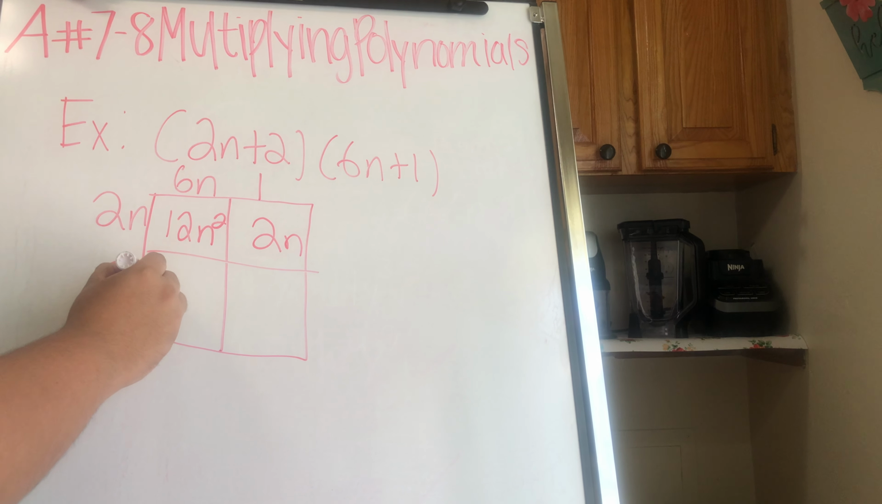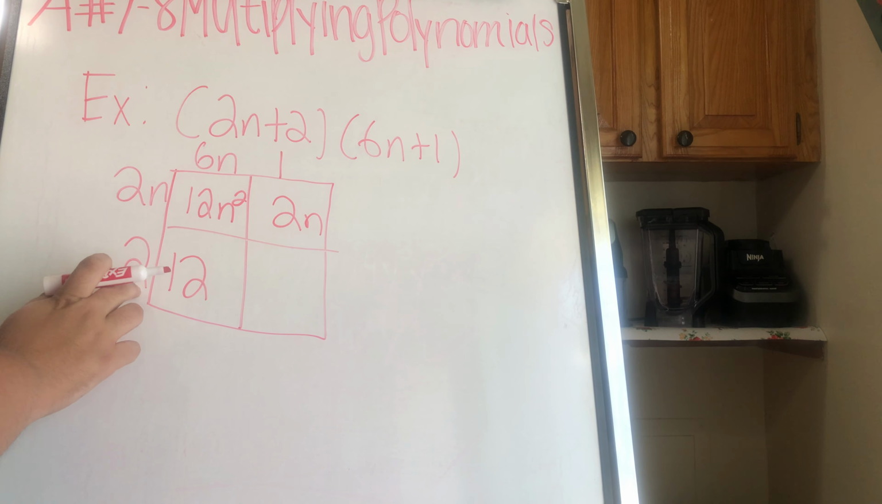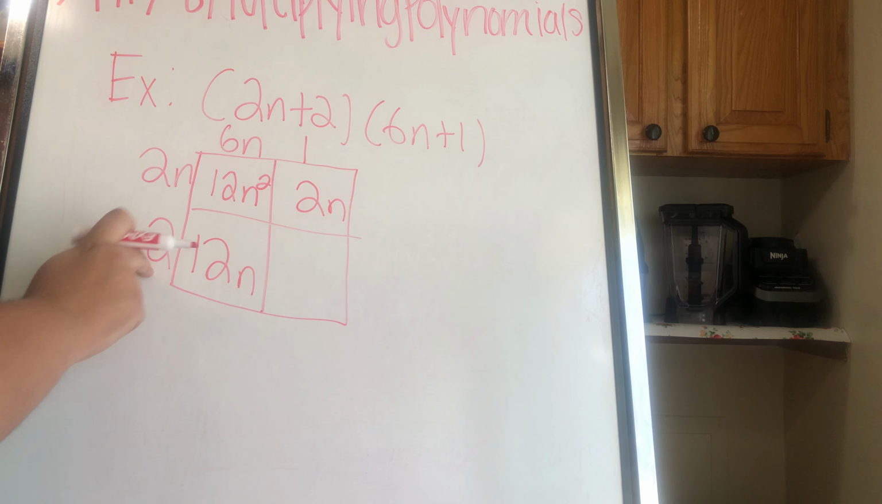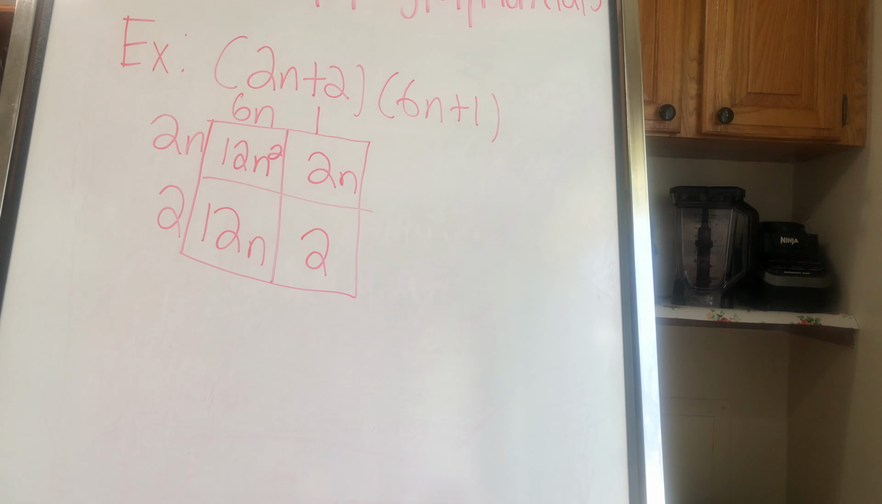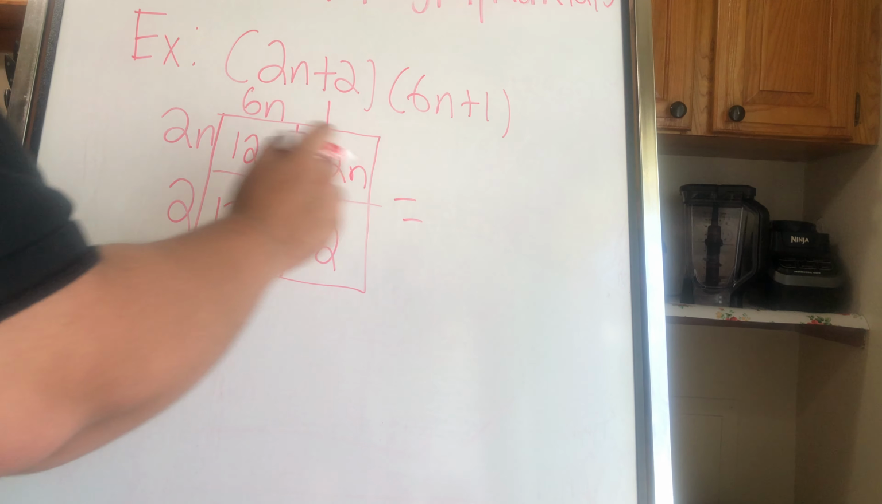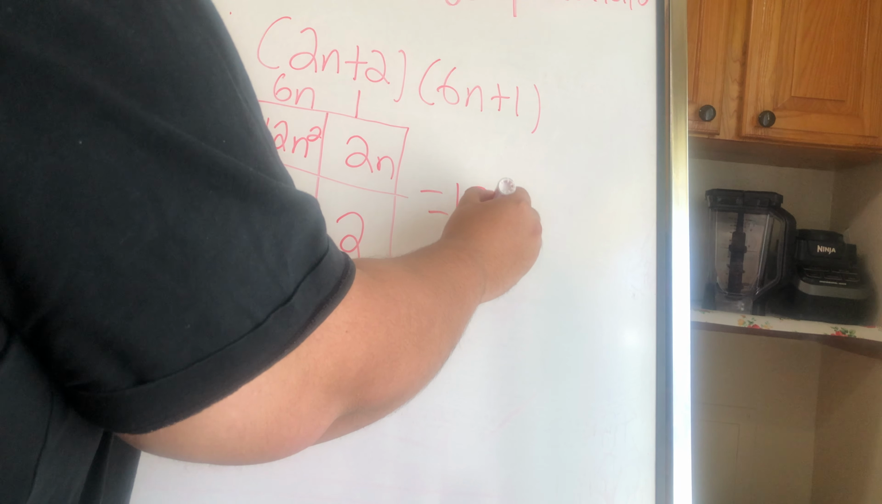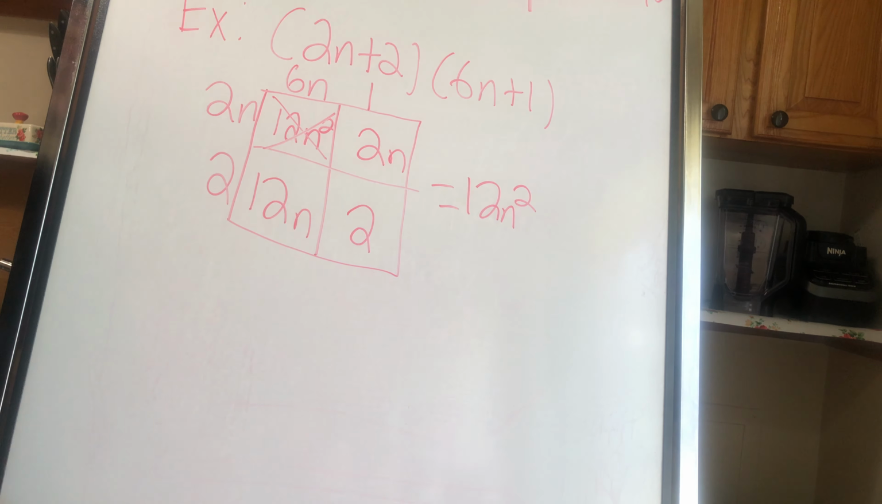2 times 6, that's once again 12. That has a variable or base. This one doesn't, so it's just n. And last but not least, 2 times 1, that is 2. And then, of course, we combine like terms. The first box is always the first number we write out. So 12n squared. This one, complete.